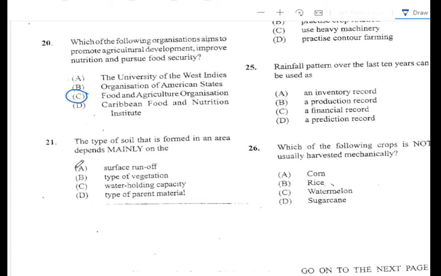Alright, question number 21. The type of soil that is formed in an area depends mainly on the D, type of parent material. And remember, if you remember this soil profile, you should remember the parent material is the bedrock.